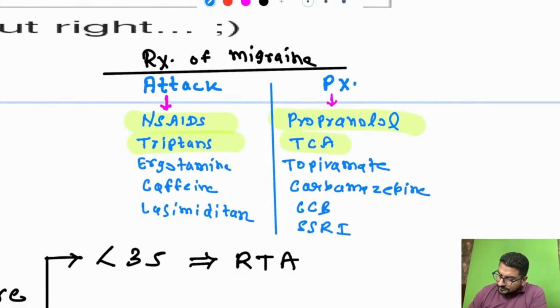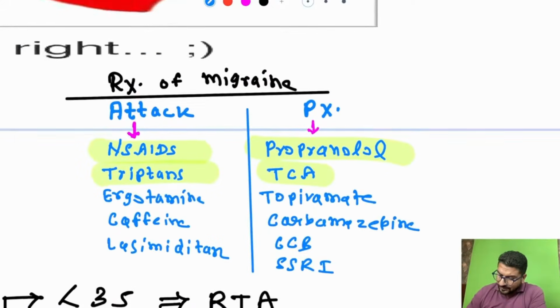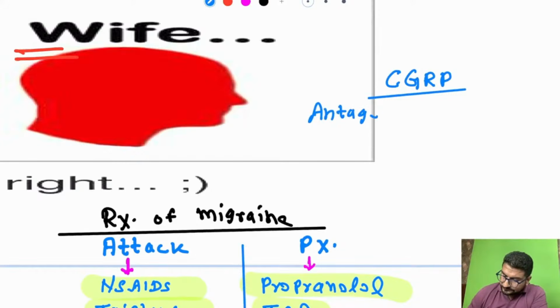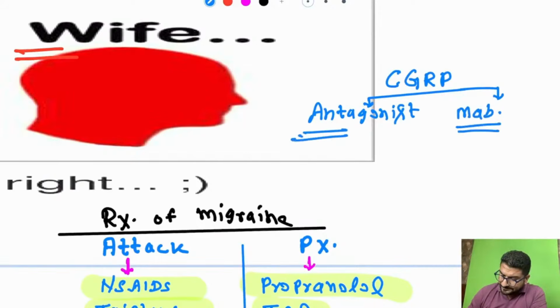Now coming to new drugs. So what are the new possible options? Understand this thing. In migraine, the main hypothesis is CGRP. So we will use CGRP antagonists. CGRP means calcitonin gene-related peptide. So either you give a drug which will act against CGRP, or we can use monoclonal antibodies against CGRP. So what are the monoclonal antibodies against CGRP?